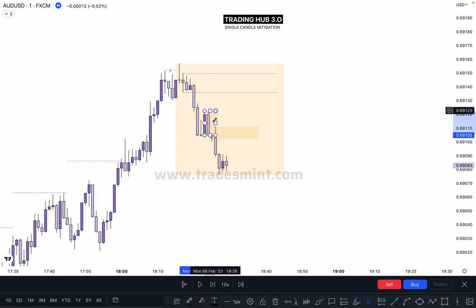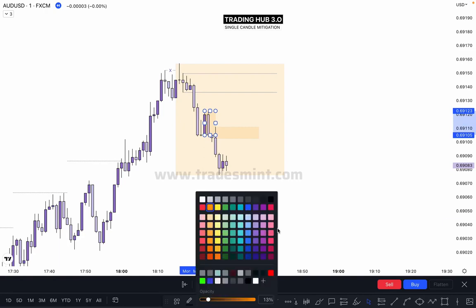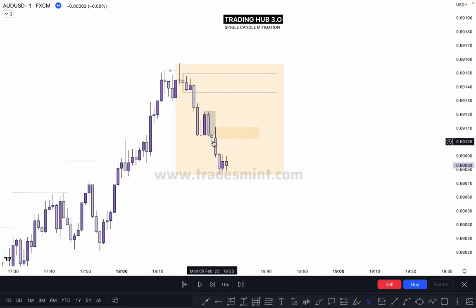This order block is already mitigated here, so we will not use this order block because this shadow is mitigated by this move, and this shadow is unmitigated here. So right now we have a 1 and 2 POI. The first one is a gap and the second one is an order block, and this one is not much valid compared to this one.